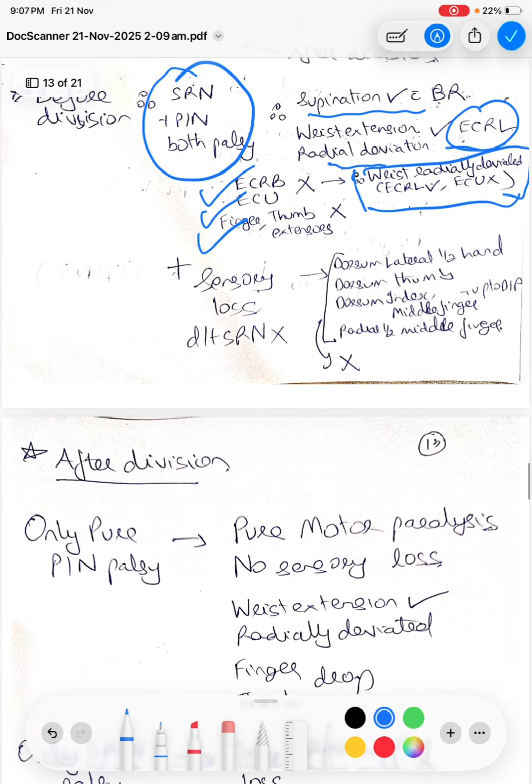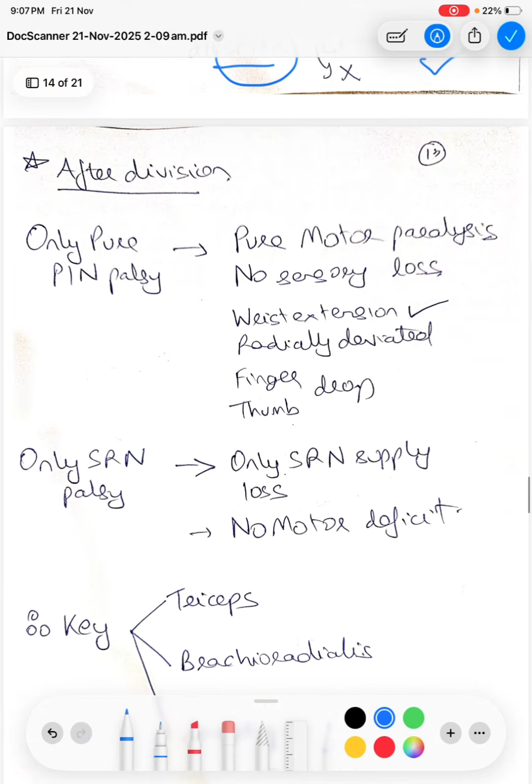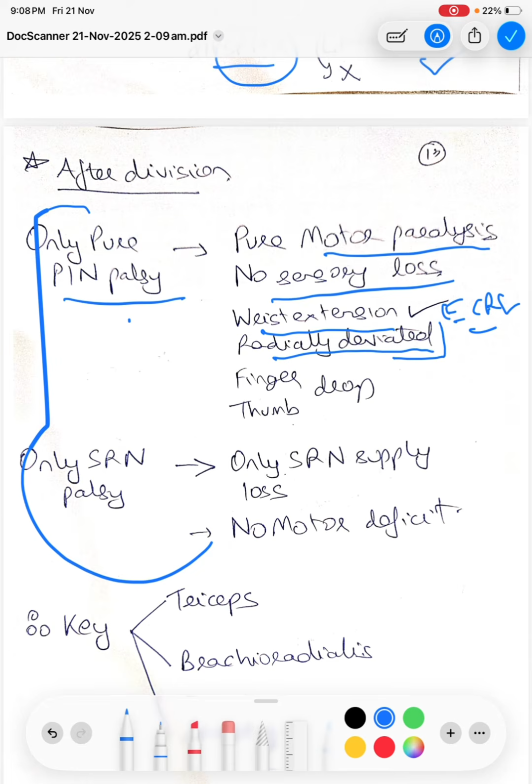Plus additionally, there is sensory loss due to superficial radial nerve paralysis. What is the sensory supply? Dorsal lateral half of the hand, dorsal thumb, dorsal index and middle finger up to the DIP, and the radial half of the ring finger. However, if the lesion is after the division, it could be only a pure PIN palsy. So there is pure motor paralysis, no sensory loss. Wrist extension is preserved, but the wrist is radially deviated because of the ECRL.